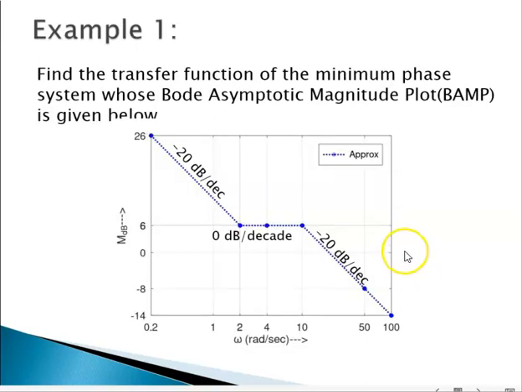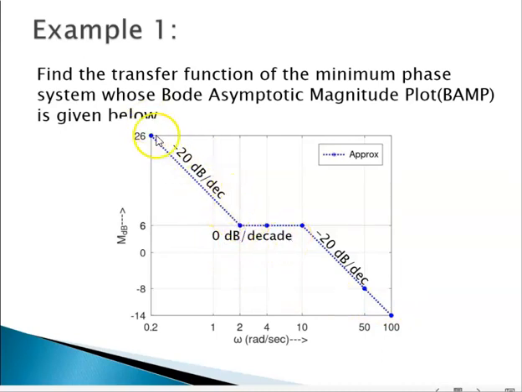This is example 1. This plot corresponds to a minimum phase system whose Bode asymptotic magnitude plot, we coined a new acronym BAMP, is given below. This is a minus 20 dB per decade. This is again minus 20 dB per decade. You have 0 dB per decade.